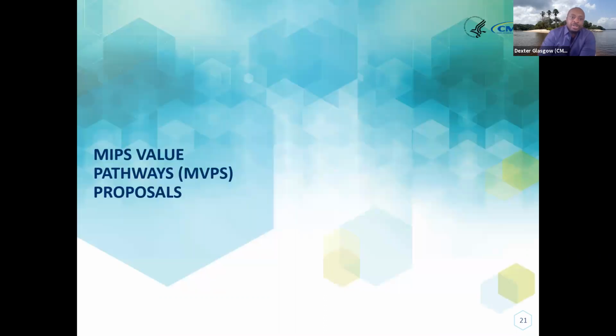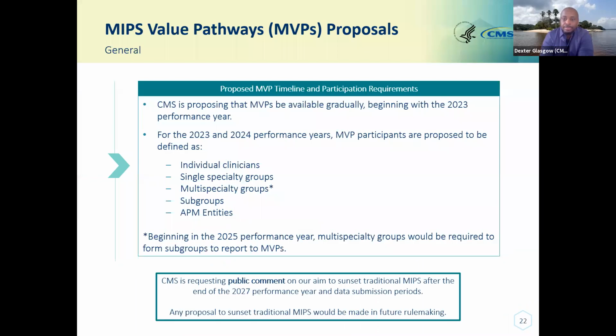Okay, moving on to MIPS value pathways. So the 2022 NPRM proposed 7 MVP candidates, as well as various policies to support implementation beginning with the 2023 performance year. So our intent with this delayed time frame is to provide practices the time they need to review requirements, update workflows, and prepare their systems as needed to report MVPs. Therefore, the first year that they would be available for reporting would be the 2023 performance year.